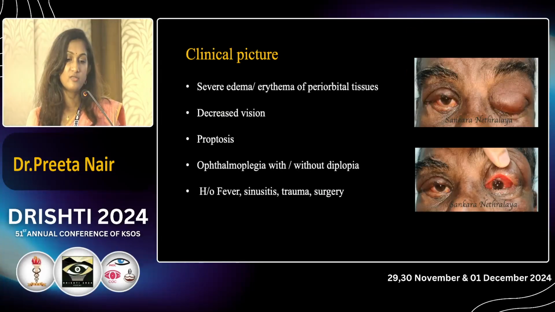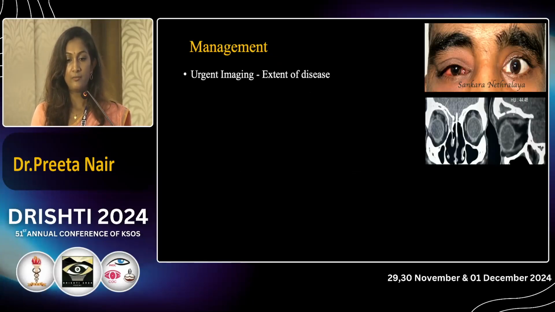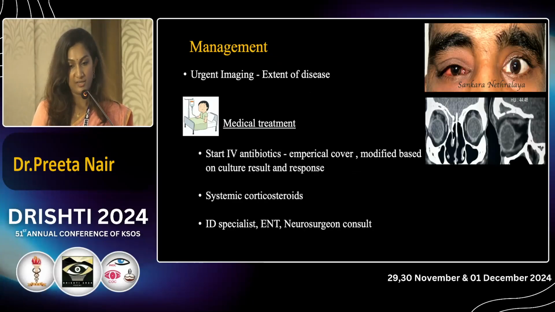Patients usually present with severe periorbital edema with painful proptosis, ophthalmoplegia and decrease in vision. They also give associated symptoms of fever, sinusitis, trauma, and surgery. Urgent imaging is necessary when you see such a presentation, and start the patients on empirical IV antibiotics, which should cover a broad spectrum, and also start systemic corticosteroids. In these patients we can also take an ENT or a neurosurgeon consult based on the case.